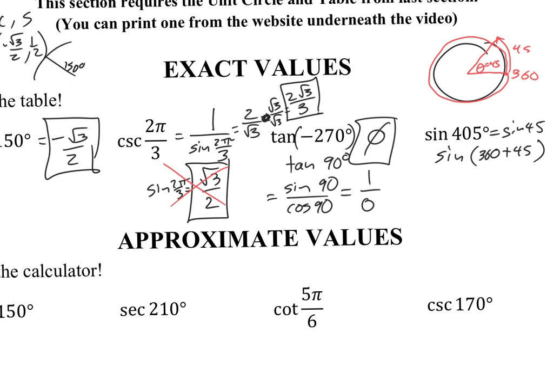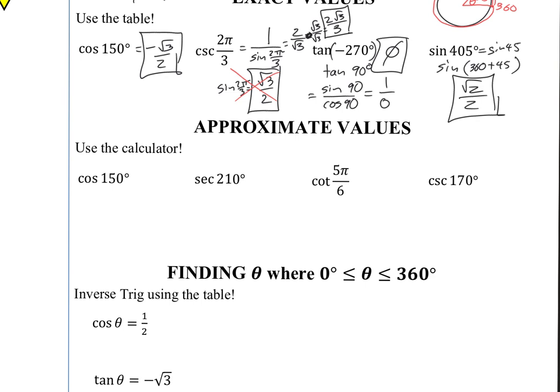So that's all I'm going to do. I'm just going to evaluate the sine of 45. And if I look at my unit circle, the y-coordinate right there at 45 degrees is radical 2 over 2. So this answer is square root 2 over 2. Boom. All right, now what about approximate values?